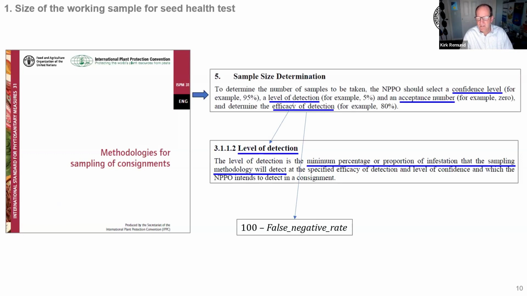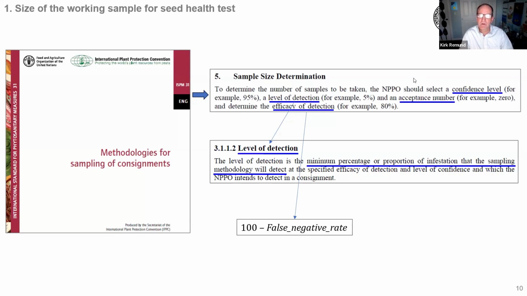Also the level of detection, okay? This is an important one, and there's a little subsection down here below on that. We're really looking at the minimum percentage or proportion of infestation that the sampling methodology wants to detect. So we want to know, what level do we really need to detect down to? Whatever the pathogen is, be it ToBRFV or whatever, what level do we want to detect down to? Is it 0.5%? Is it 5%? Is it 1%? Maybe it's 0.1%. That's the limit of detection we want to be able to make that 95% confidence statement about.